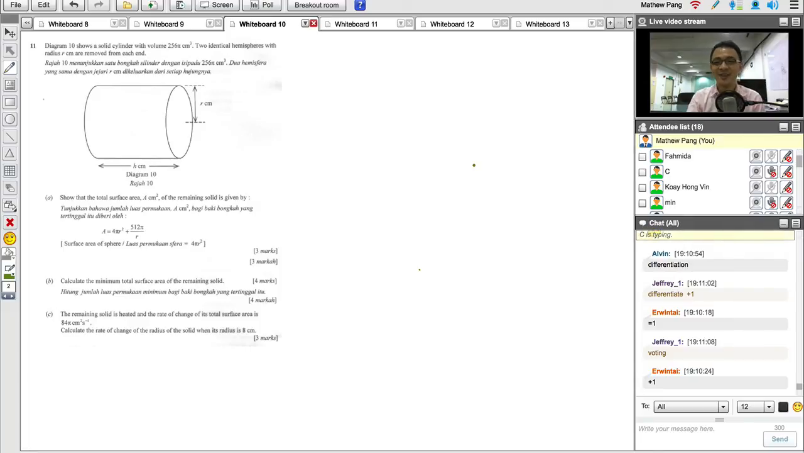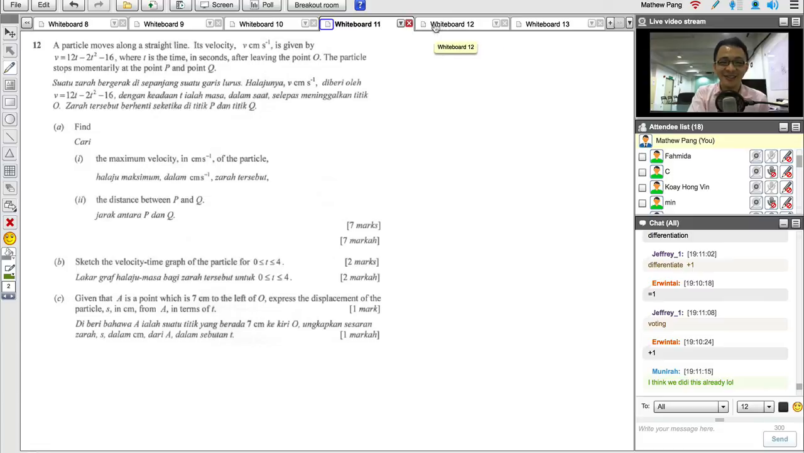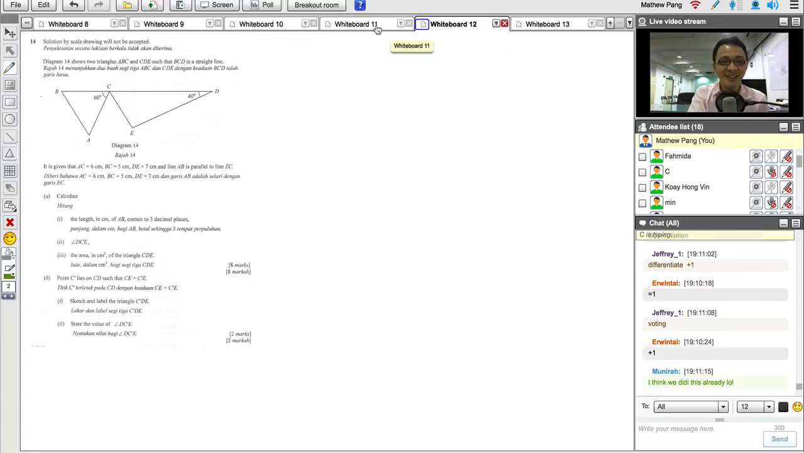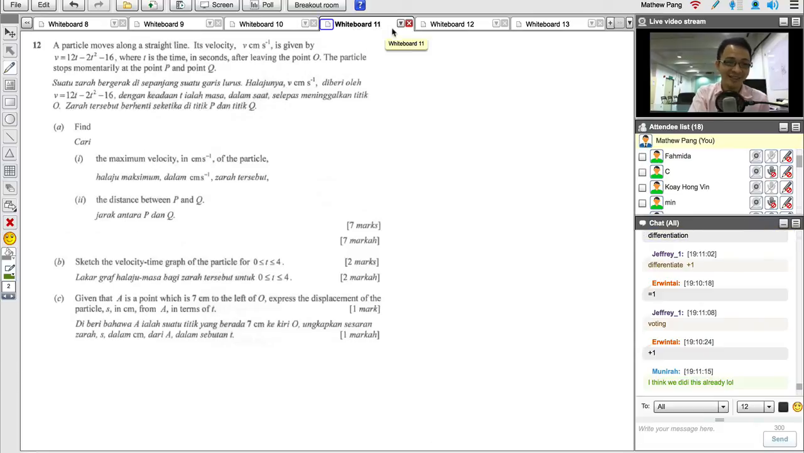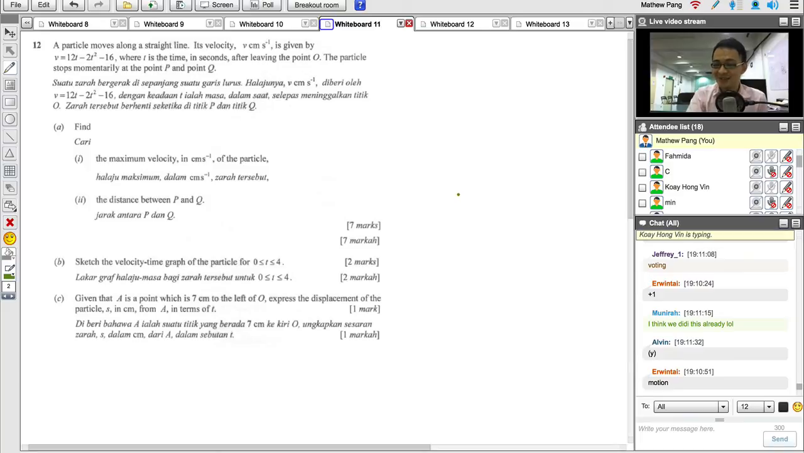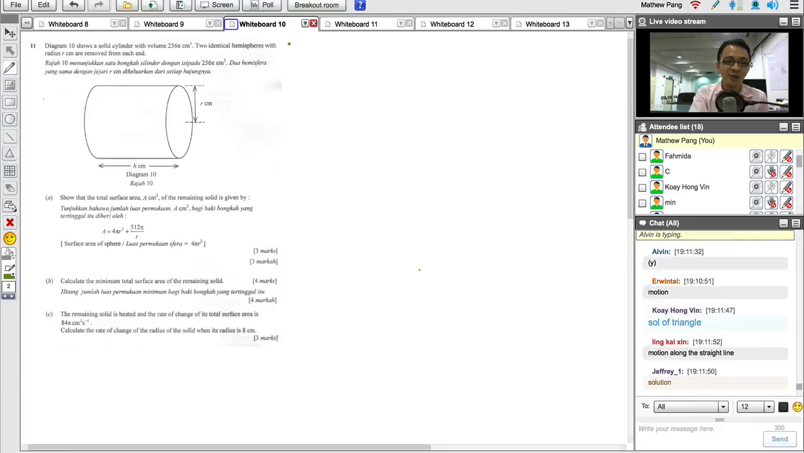Maybe we just discuss two more, since I have some time. Differentiation, and for solution of triangle and motion along the straight line, which other one more? We discuss two more questions. Since a lot of you say motion, maybe we do motion. I think solution too. Then we will do this too.